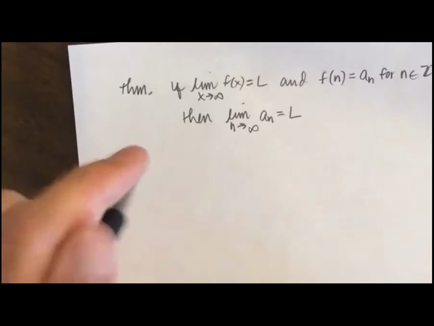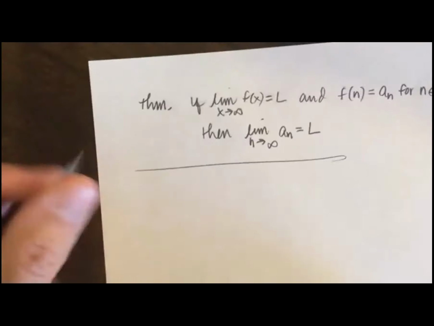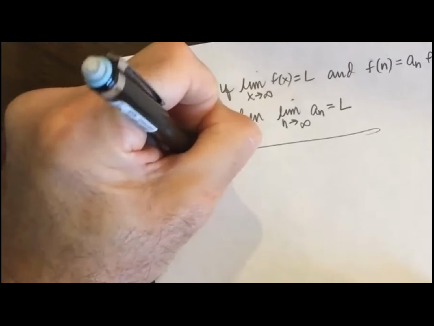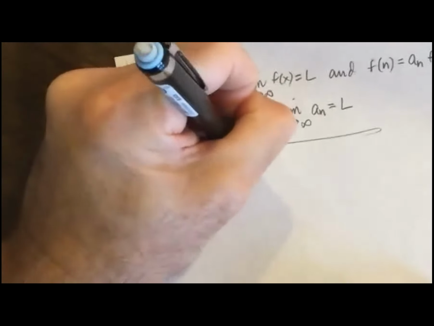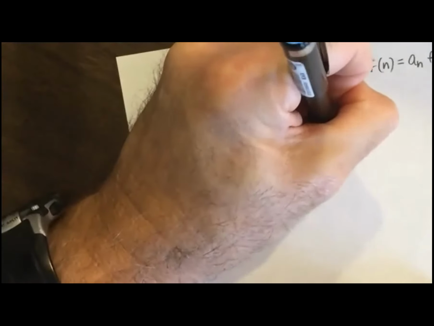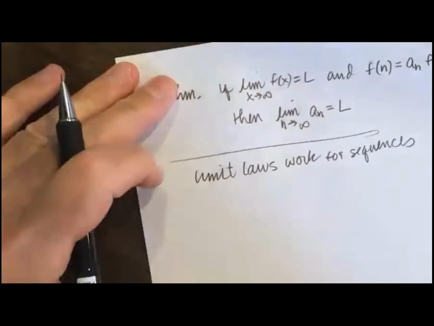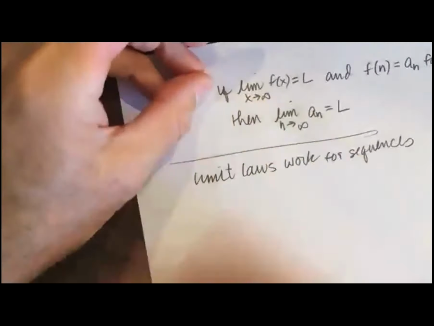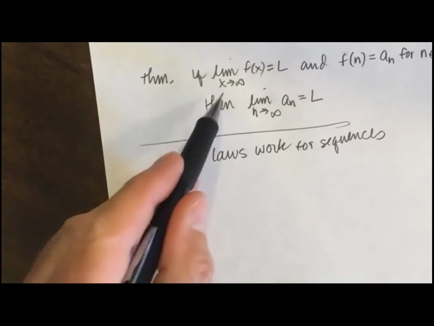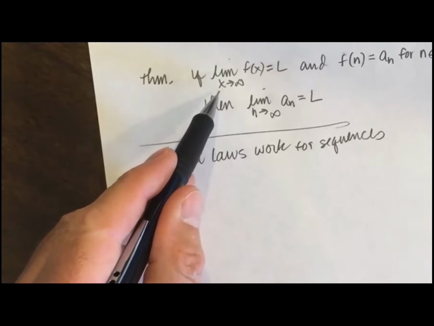So next thing that we might say, all the limit laws work for sequences. Okay, now oh no. Now we're gonna have to prove this, right? But I have a feeling that this theorem is gonna be pretty helpful for proving that the limit laws work for sequences.